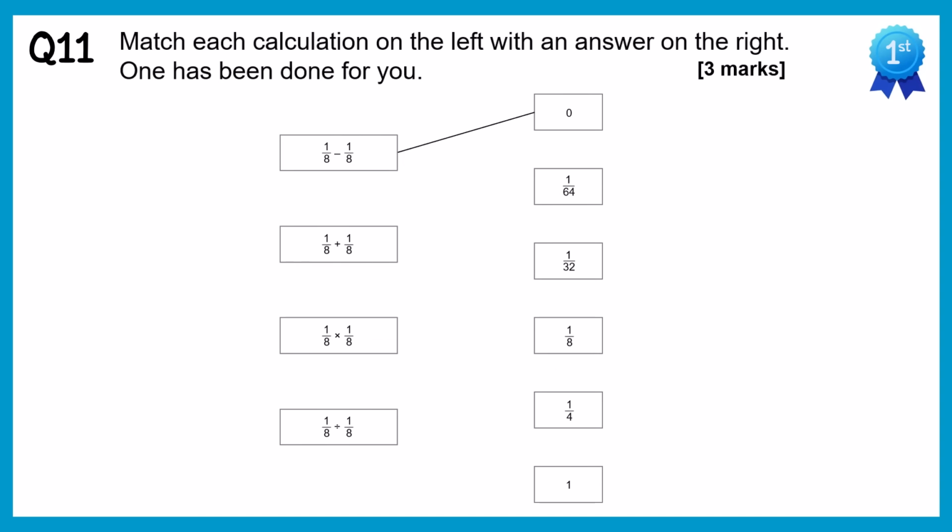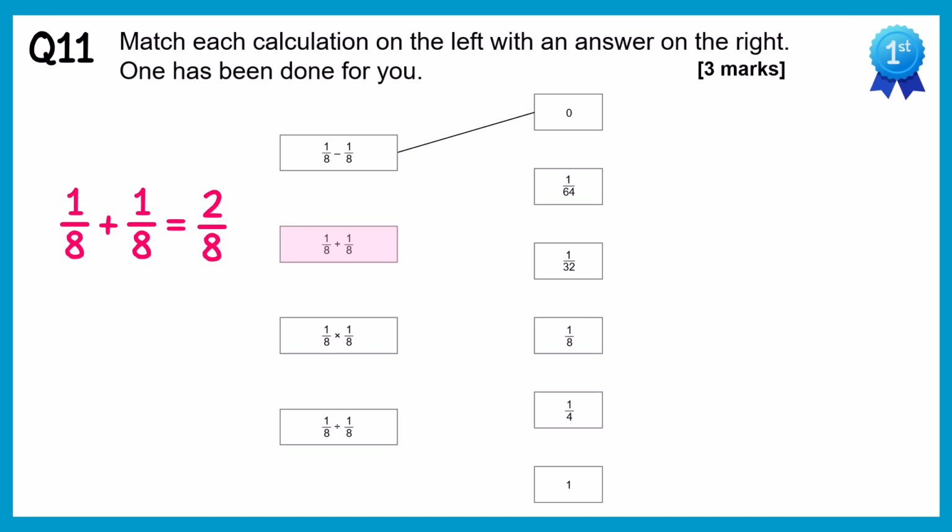For this question, we need to match the calculations on the left with the answers on the right. We'll start with 1/8 plus 1/8. If you add together fractions with the same denominators, you can just add the numerators. So to get the answer, we do 1 plus 1, which is 2, and we keep the 8 on the bottom. So the answer is 2/8.